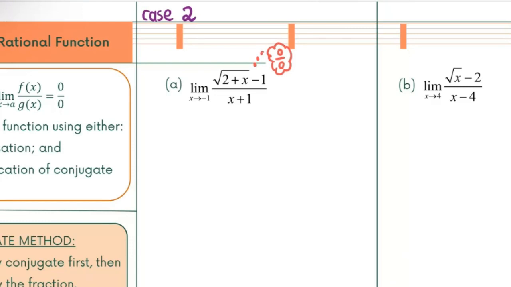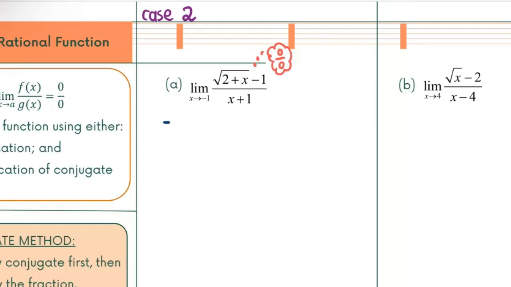Okay. So kali ni kita nak guna factorization ke? Tidak. Sebab kita nampak ada square root macam ni, automatic kita akan gunakan conjugate. Okay, so conjugate dia tak kisahlah square root itu berada di atas ataupun di bawah. So kita akan pilih conjugate kepada yang mana ada square root. So kat sini square root kita berada di atas kan. So that means your conjugate here will be square root of 2 plus x plus 1 lah.